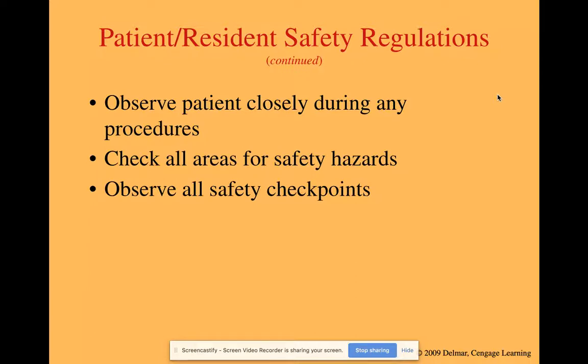Okay, this is not only just out of respect, but it's also part of the rules and regulations in healthcare. Make sure you're able to identify your patient. Okay, especially when you have a lot of patients in an area, you can get them confused.